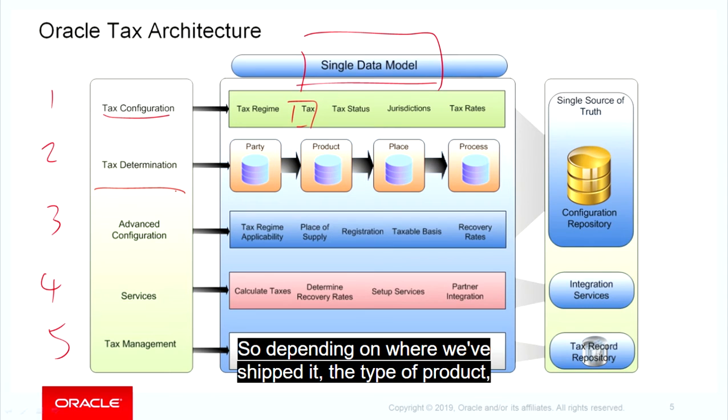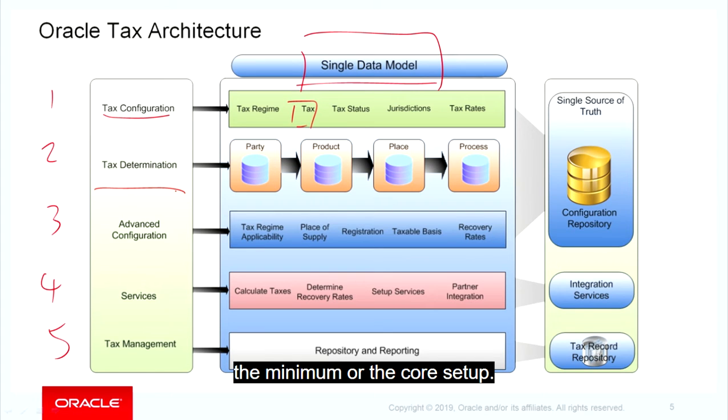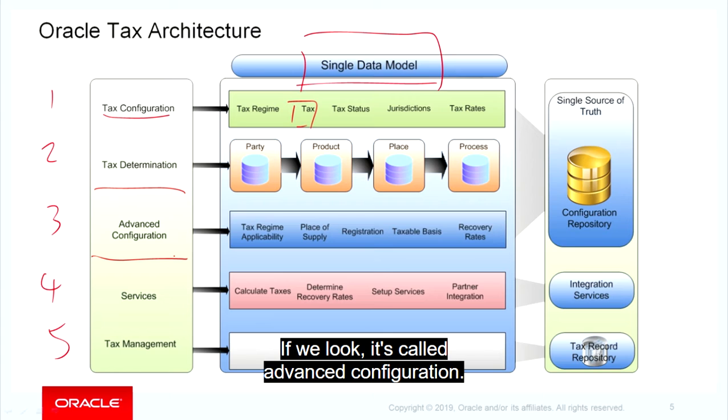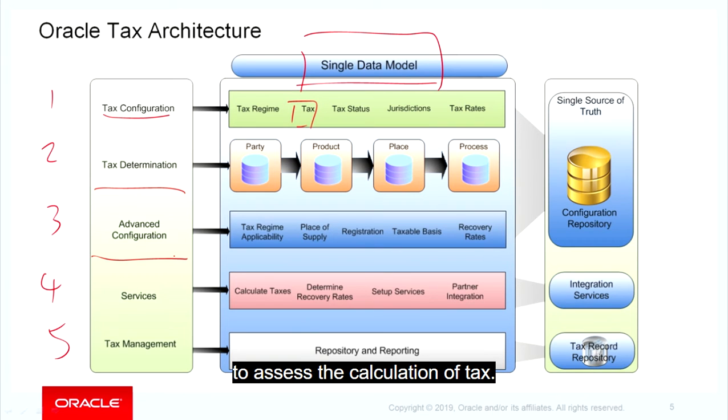Depending on where we've shipped it, the type of product, the type of third party we're shipping it to or buying it from, that will influence whether we change or overwrite the minimum or core setup. It's called advanced configuration, but this really shows us more of the determining factors, or the determining steps, that the engine runs through to assess the calculation of tax.